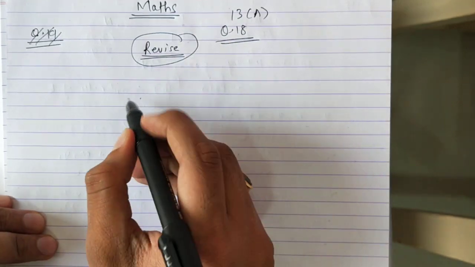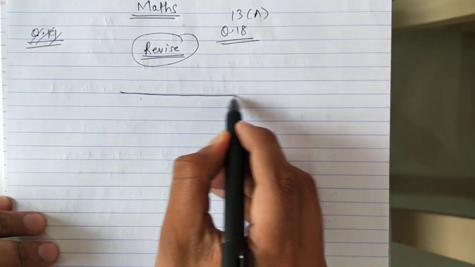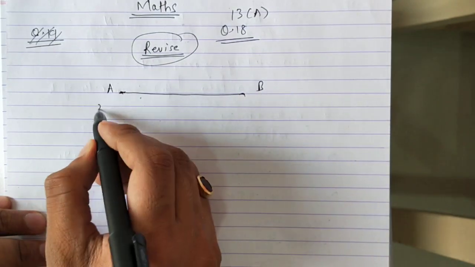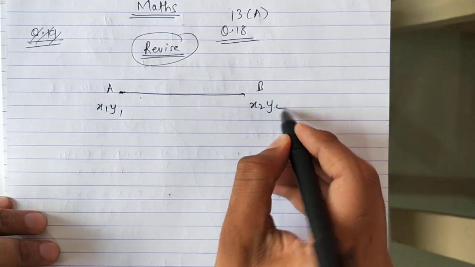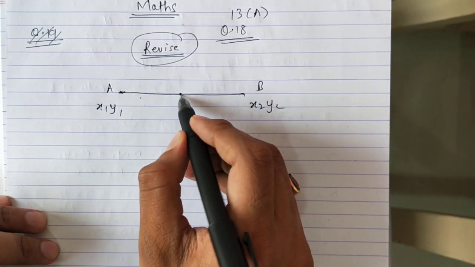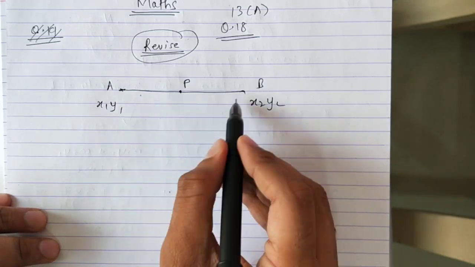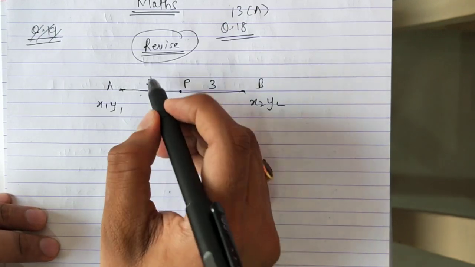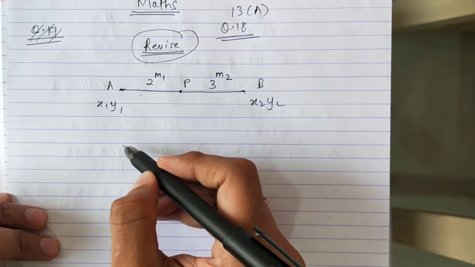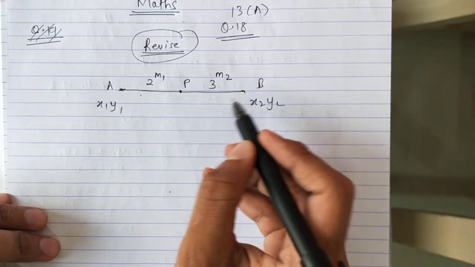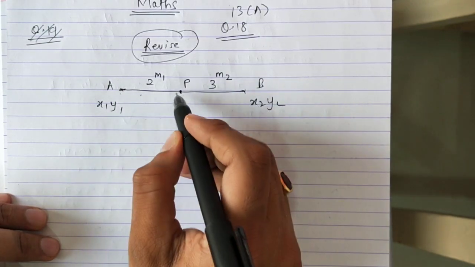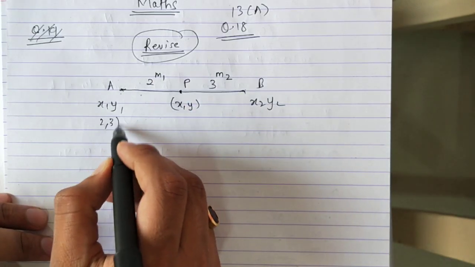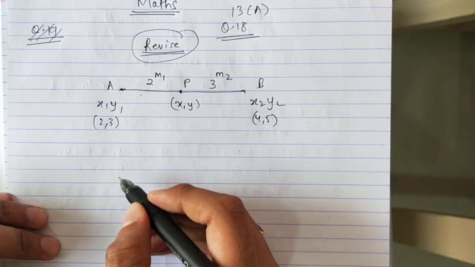Let's do a bit of revision. If there is a line, there are 2 points A and B. We name these points as x1, y1 and the second point as x2, y2. Let's say P is the point which divides the line in a ratio 2:3. So this 2 we take as m1 and 3 is taken as m2. This point P which divides the line, we take as x comma y.